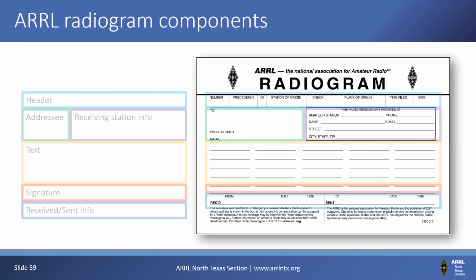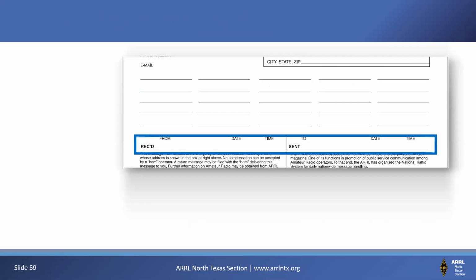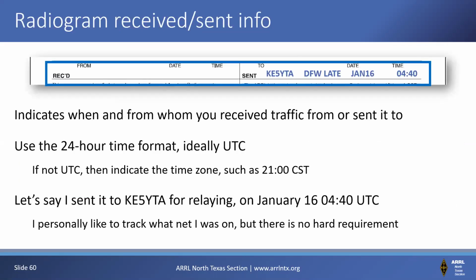So the last part of this is your tracking. Everything we've talked about so far, aside from the receiving station info, will not change in the radiogram ever. This will stay the same as it moves through the system. The received and sent info, this is for your tracking. Who did you get it from and who did you send it to?